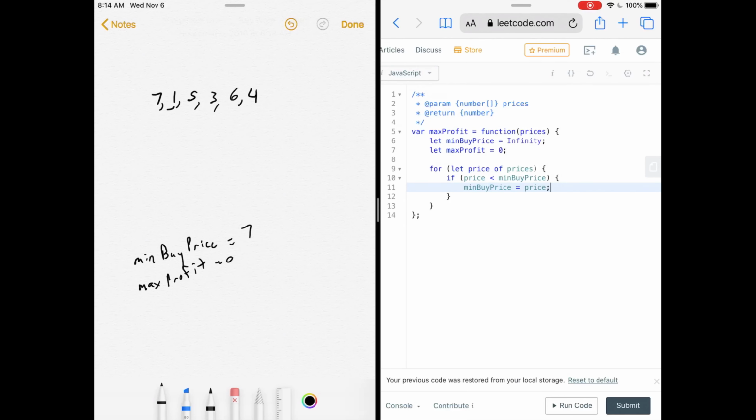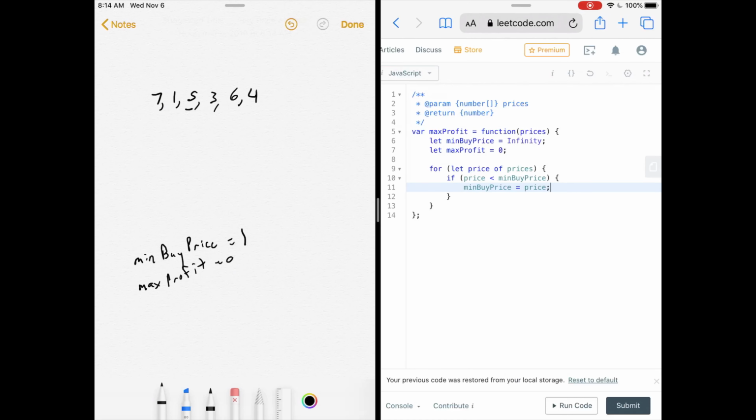Okay, so now we go on to the next stock. We'll ask again, is this price less than our minimum buy price? Well, yes, it is, because $1 is less than $7, and we'd rather buy it at $1. So what we'll do is update our minimum buy price to the price we're on. All right, now we go on to the next stock, and we'll ask again, is this lower than our minimum buy price? Well, no, it's not. Why buy at $5 when we could buy at $1?